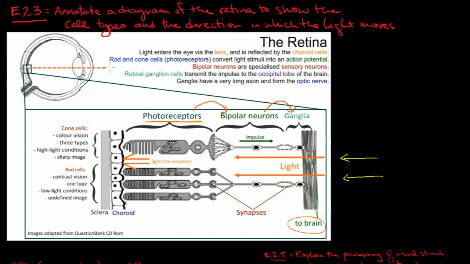But again, light's coming in from the right to the left, and it's hitting the back of the eye, and then it's creating electrical and then chemical, then electrical and chemical and electrical signals so that the brain can then process what it has seen. Okay?